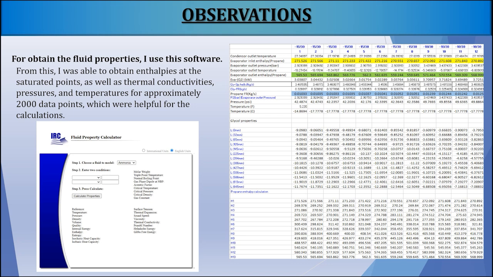I utilized specialized software to obtain required fluid properties. This allowed me to determine enthalpies at saturated points, thermal conductivities, pressures, and temperatures. From these observations, I collected approximately 2000 data points, which were critical for performing detailed calculations.